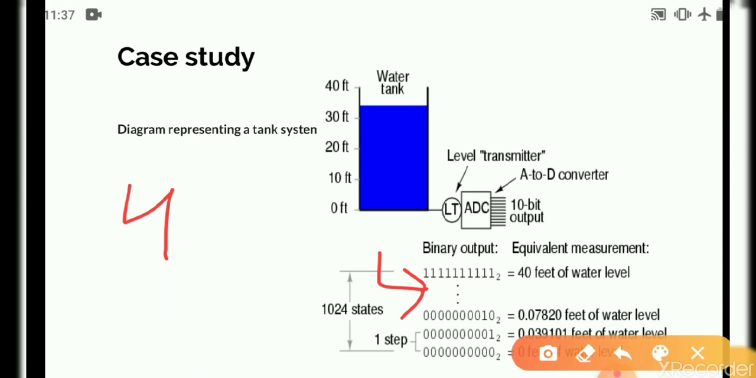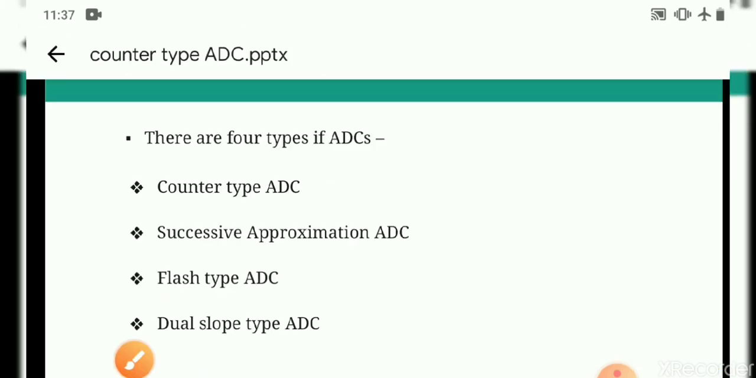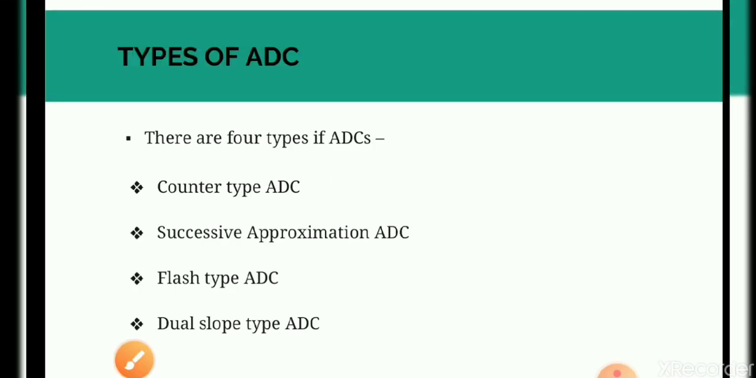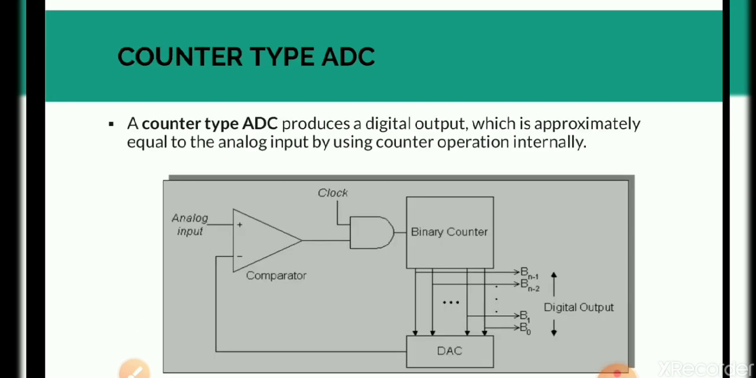Now we will switch to our main topic, which is counter type ADC. ADCs are mainly of 4 types: counter type ADC, successive approximation type ADC, flash type ADC, and dual slope type ADC. So we are going to discuss counter type ADC now.